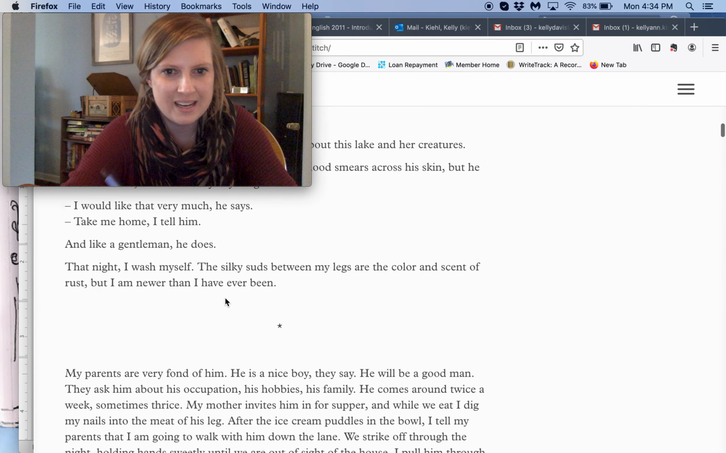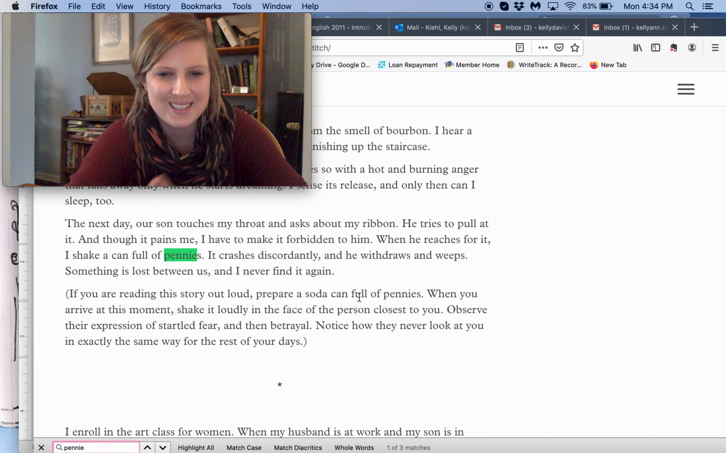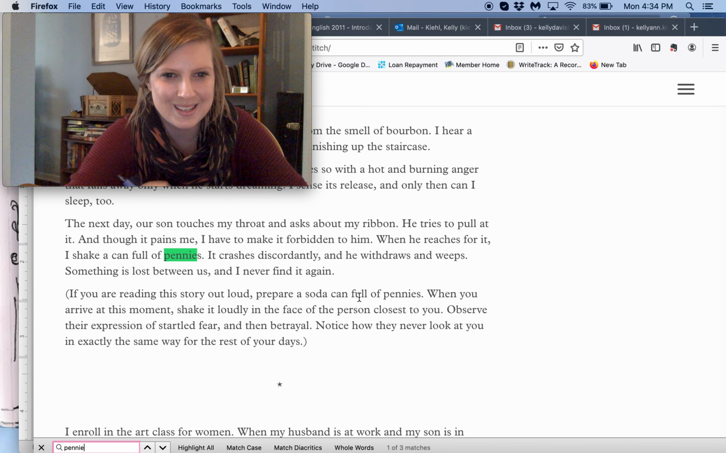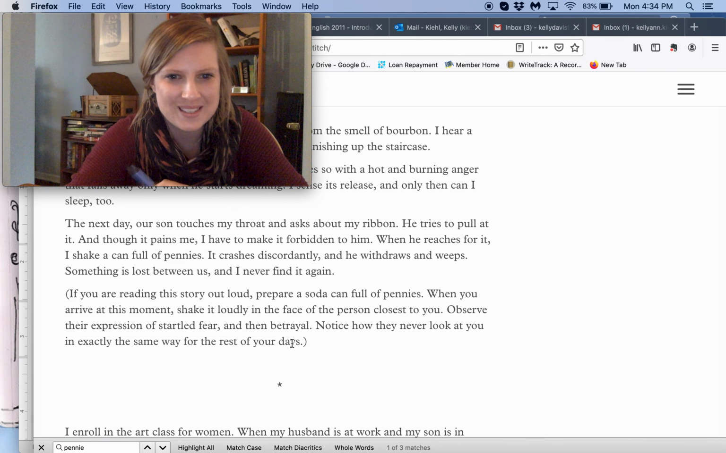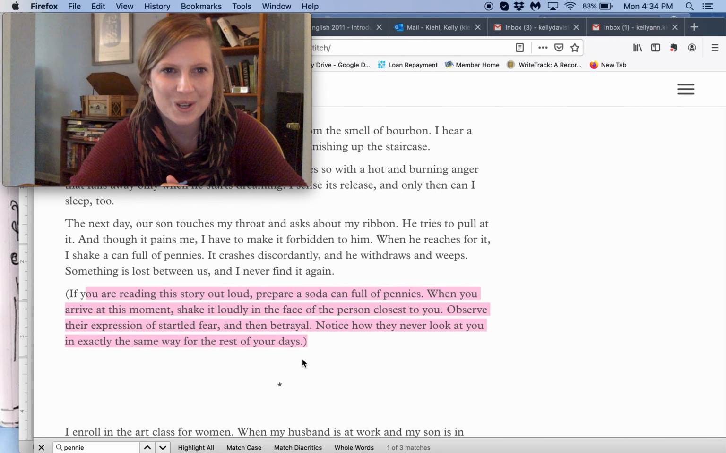My favorite one is this pennies. Yeah, this direction to shake a can of pennies in front of the person closest to you. So we have these metafictional directions, which are directly given to the reader.